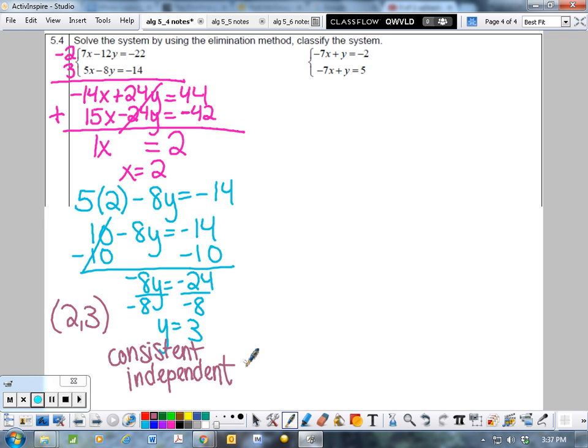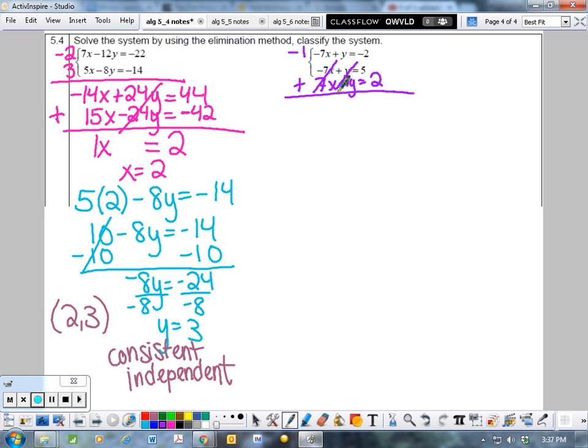Okay, on our next one, we've got negative 7x plus y equals negative 2 and negative 7x plus y equals 5. I can't add it together because neither my y's would cancel out or my x's. So I'm going to have to change one of them by multiplying by negative 1. So I'm going to multiply the top one by negative 1. So negative 1 times negative 7 gives me 7. Negative 1 times y gives me negative 1y, equals negative 1 times negative 2 gives me 2. So now when I add together, my x's will cancel because that turns into 0.